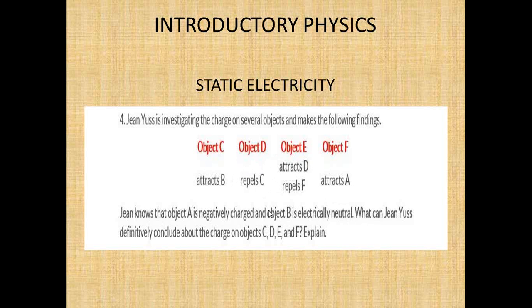Okay, let's look at D. D is attracted to E. We don't know what's going on, but D is attracted to E. And we know that E repels F. If E repels F, then E cannot be neutral, since it repels. So E is definitely going to be charged.